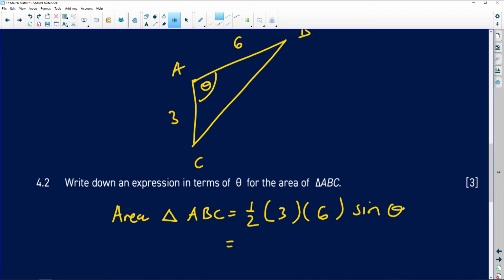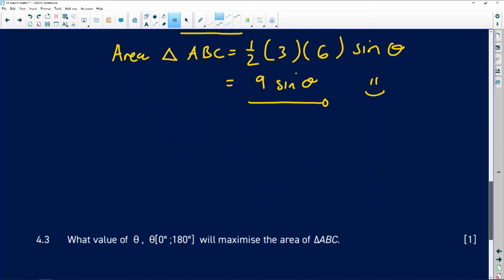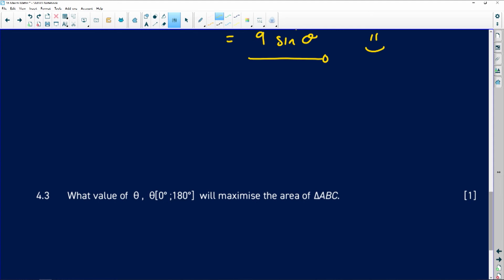So this simply amounts to half of 6 is 3. That's actually 9 sine of theta. They said they want it in terms of theta. In terms of theta means theta must be one of the things that you have in your answer. So this will give us the solution to this question. Right. And then the other question on this, this is actually a beautiful question. It's touching on analytical geometry and trigonometry at the same time.